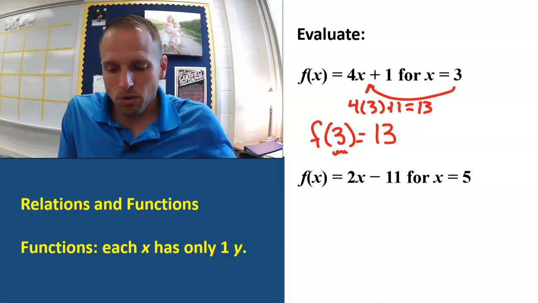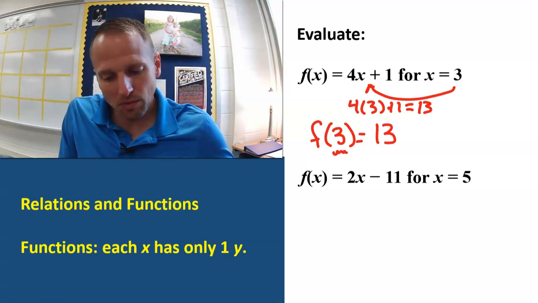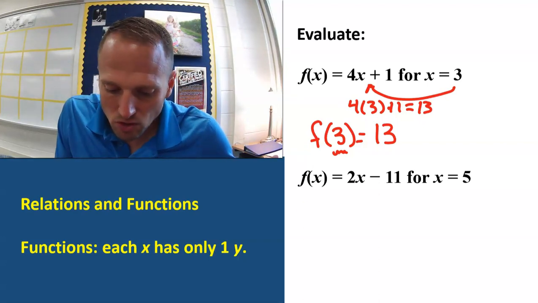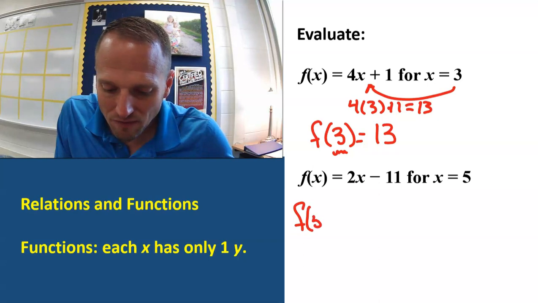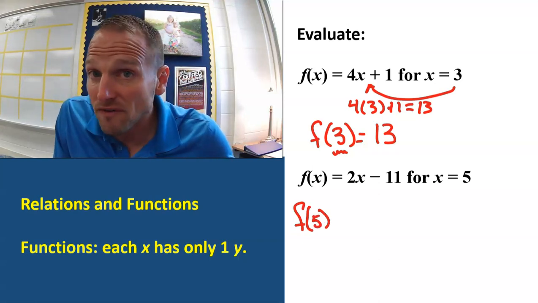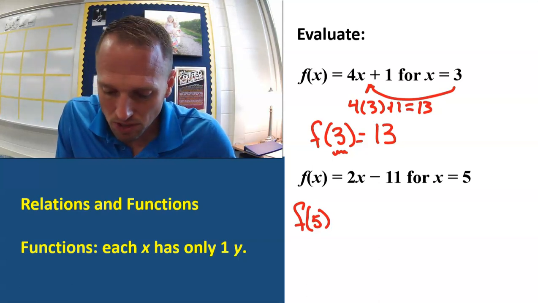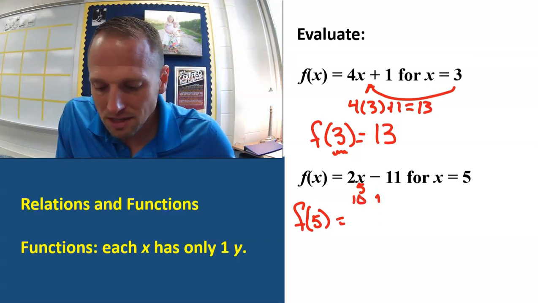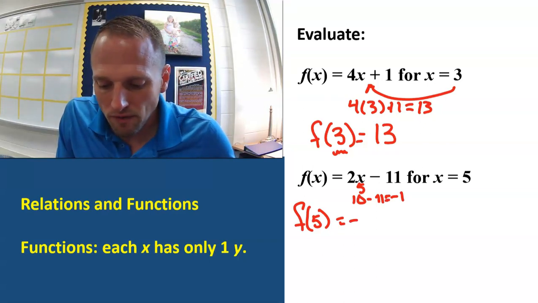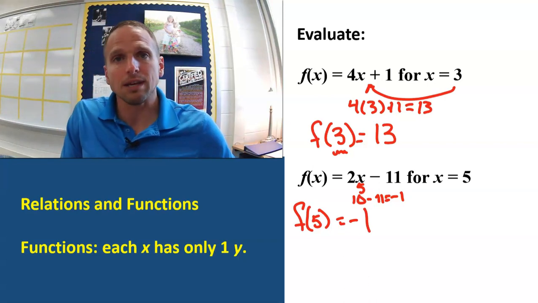So here's what I want to do the next one. f of x equals 2x minus 11 for x equals 5. So I really want to know what's f of 5. All that means is if I put 5 in for x, what am I going to get for y? Is really what this means. So put 5 in for x. 2 times 5, that's going to be 10, minus 11 is equal to negative 1. 10 minus 11 is negative 1. So f of 5 equals negative 1.